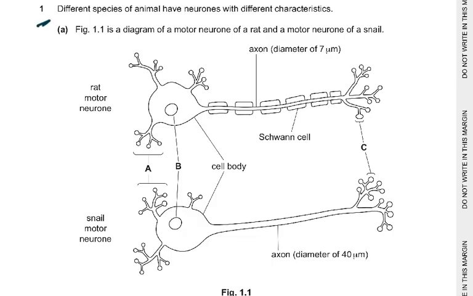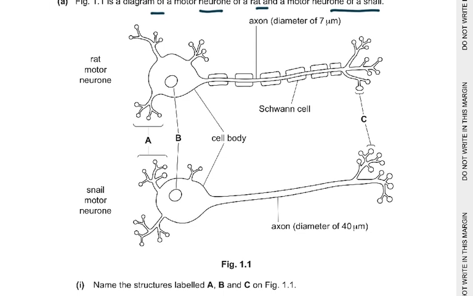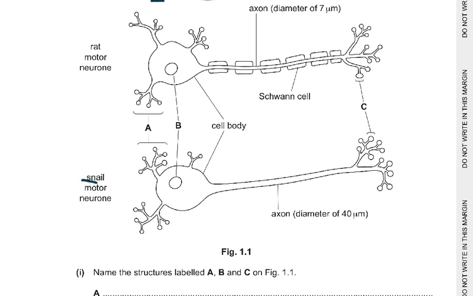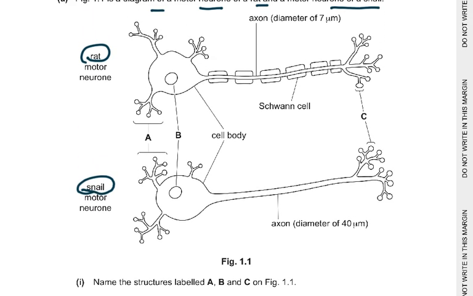Starting with question number 1, different species of animal have neurons with different characteristics. Figure 1.1 is a diagram of a motor neuron of a rat and a motor neuron of a snail. Now you look at this very carefully. One is the motor neuron of the snail and the one is the motor neuron of the rat. So name the structures labeled A, B and C. Now that's very simple.